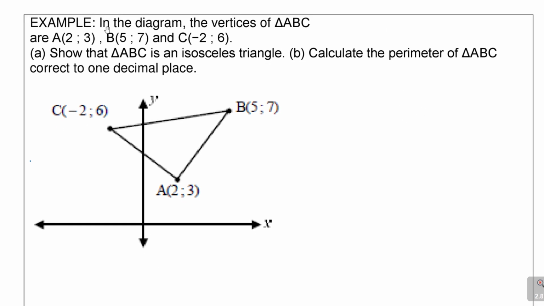For example, here it says in the diagram, the vertices, which is another way to say the corners, of triangle ABC. So you can see that they gave us a triangle here. Just to make it clear, this is the triangle, and it has got A (2, 3), B (5, 7), C (-2, 6). It says show that ABC is an isosceles triangle. Now, what is an isosceles triangle? It is a triangle with 2 equal sides.